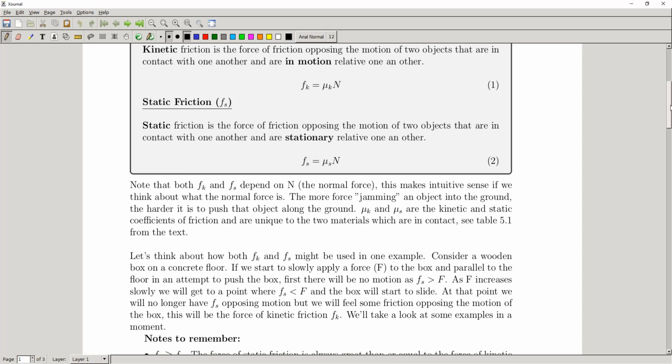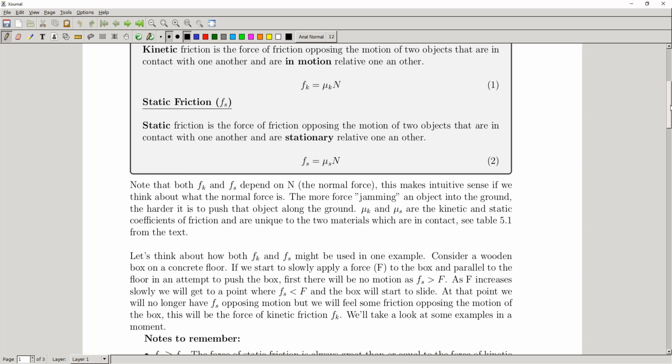So we need those numbers to be able to do these calculations, right? These are values that we would get experimentally. We would do a number of experiments and calculate what these constants would be, and they're all tabulated on table 5.1. So as I was saying, for example, wood on concrete would have one set of coefficients of friction, whereas ice on steel would have another one, and so forth, right? So we need to look these up to be able to do these calculations.